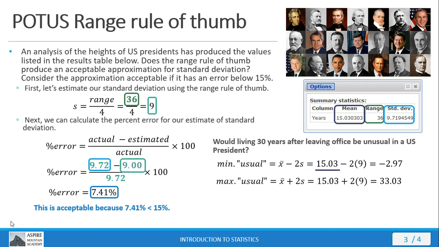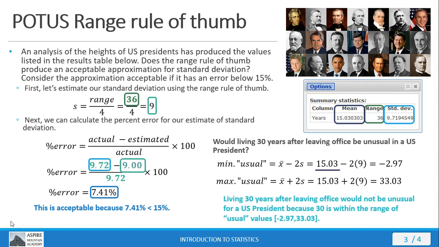Okay, the maximum usual value will be x bar plus 2 times our estimated standard deviation. So when we punch that out on our calculator, we get 33.03. Because 30 is inside this range of usual values, we conclude that living 30 years after being president would not be unusual. So once you get your min and max for your range of usual values, it's easy to answer questions like this. You just look to see whether you're inside the range of usual values or outside of it.